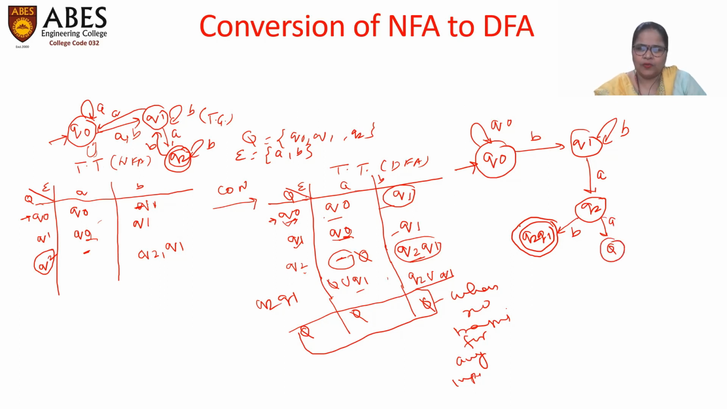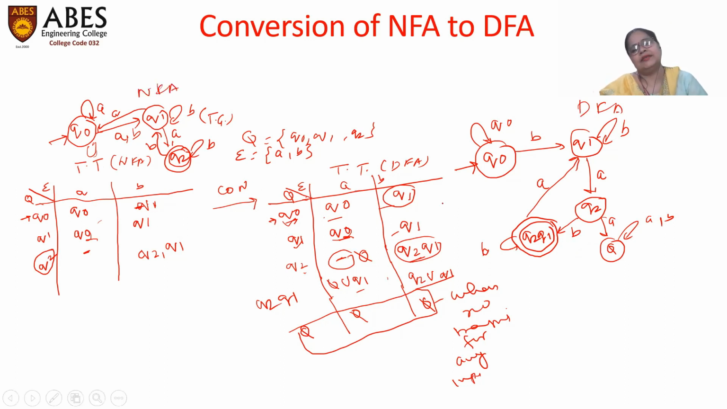And here at Q2, Q1, for A, you are going to Q1, and for B, you are stuck here. At phi, for A and B, it stays there. This is your A comma B. Then this is the DFA for the given NFA, right?